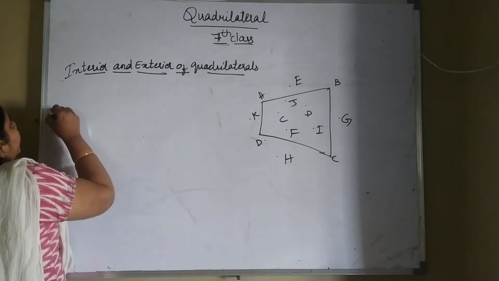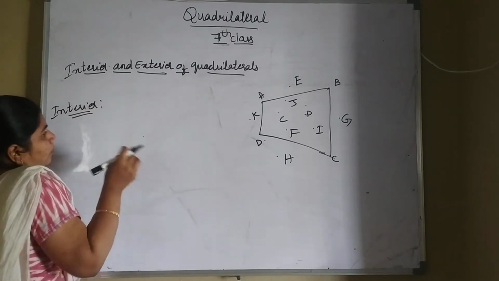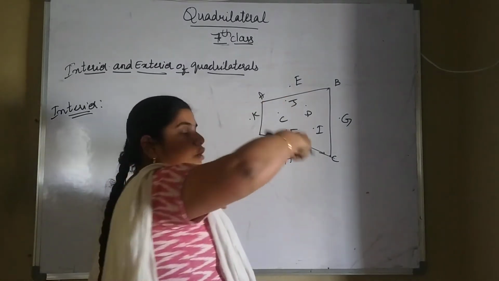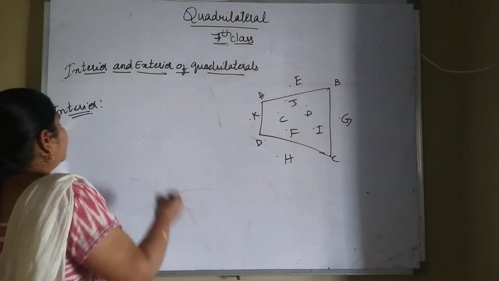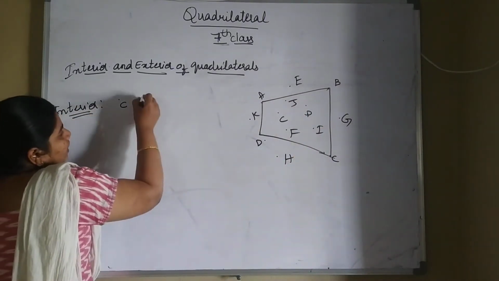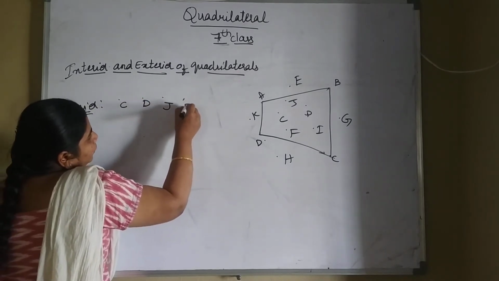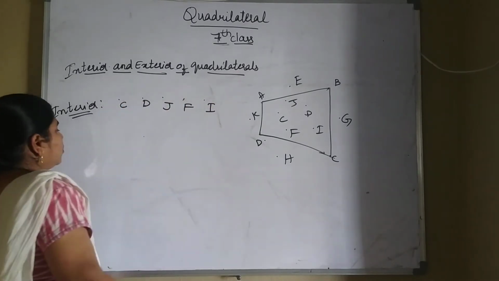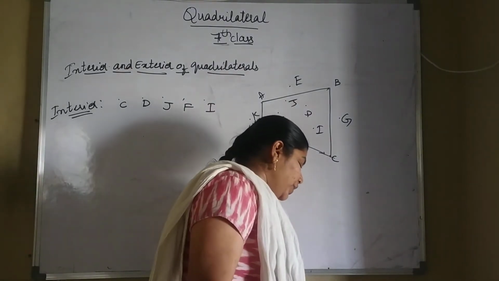So first, what are interior points? Interior points means the points which are lying inside the quadrilateral. So which points are lying inside the quadrilateral here? That is point C, point D, point J, point F and point I. So these points we will call interior points of a quadrilateral.